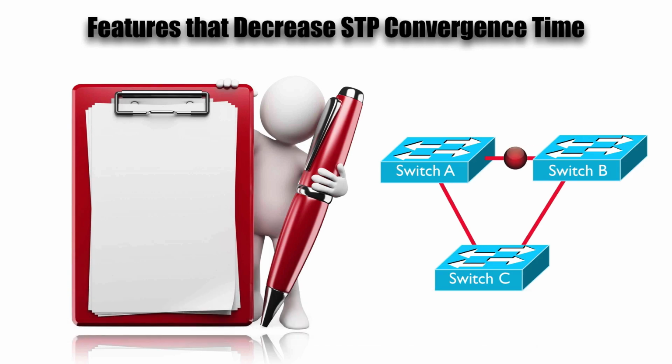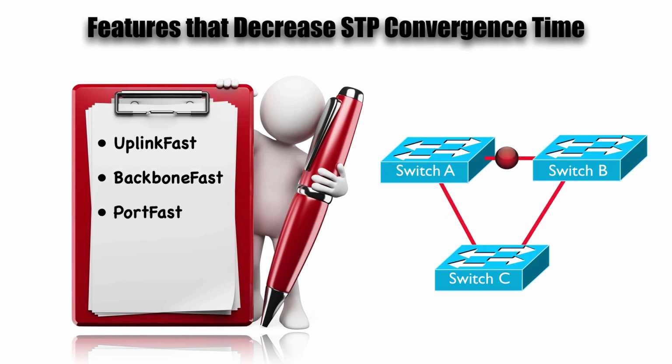Now let's take a look at some features that can help reduce the convergence time of STP. We don't need this first one, uplink fast, if we're running rapid spanning tree protocol, because it's got a feature similar to this. We also do not need backbone fast if we're running rapid spanning tree protocol. It's got a feature similar to this, but these features can be useful if we're running PVST+, for example. But port fast can help us in any of our flavors of spanning tree protocol. Port fast allows us to plug a laptop into a switch and not have to wait for 15 seconds of listening and the 15 seconds of learning. We can say, I want this port to go active almost immediately as soon as something connects.